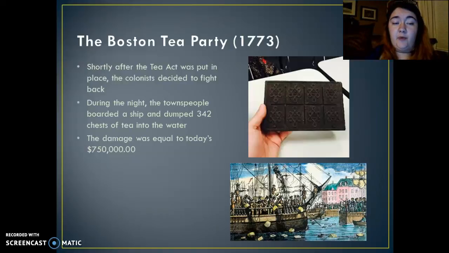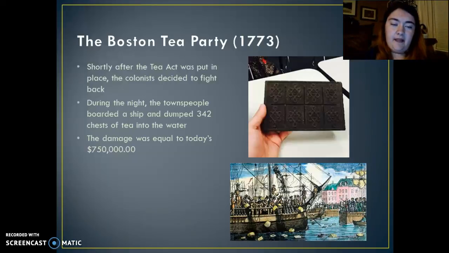During the night, the townspeople boarded a ship dressed as Native Americans, and they dumped 342 chests of tea into the water. To put that in perspective, that little block there on the corner, that is a block of tea from this time period, and that block would probably serve a family for about a year, just shaving little by little, often heating it up and making their own tea. And that block itself was kind of pricey. By today's standards, it would be about $20 a block.